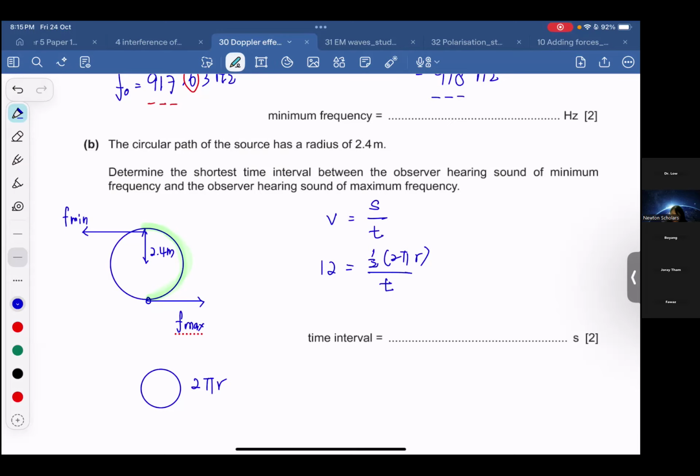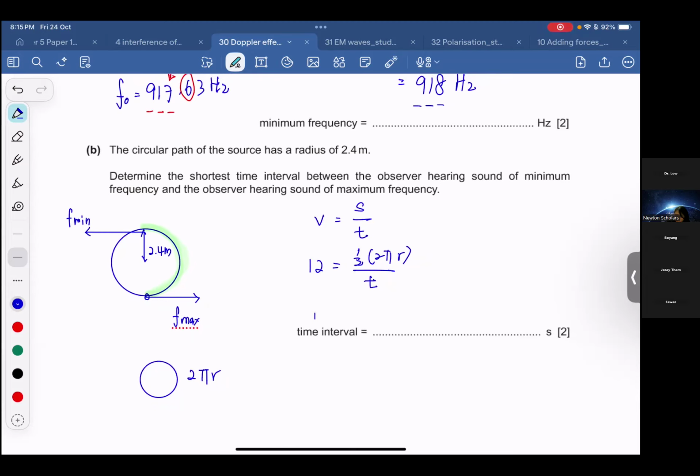So here, 12 equals half of 2 pi r, that is pi times 2.4, divided by t. If you do the mathematics correctly, you should get 0.63 second. That is how long it takes to travel from maximum frequency to minimum frequency.